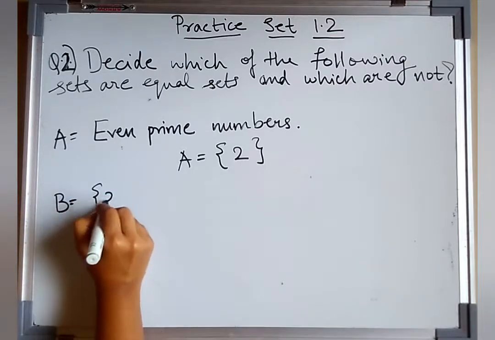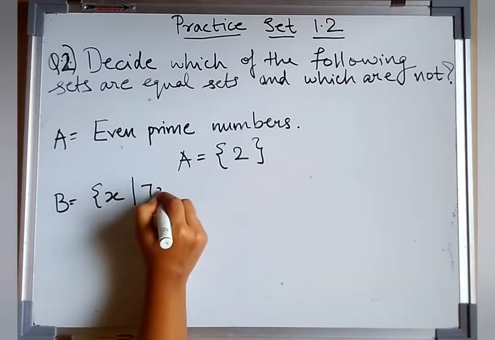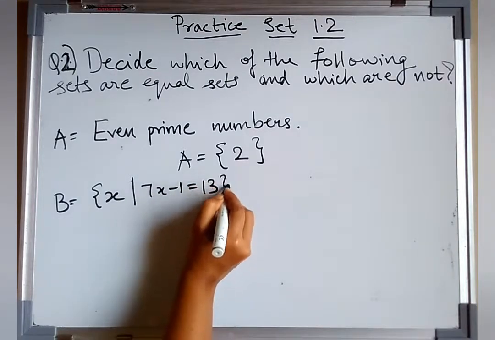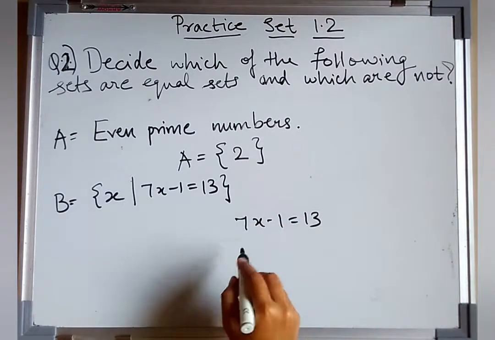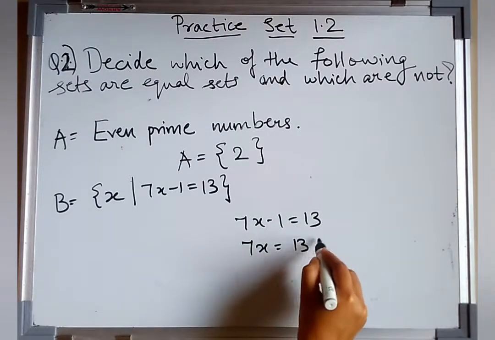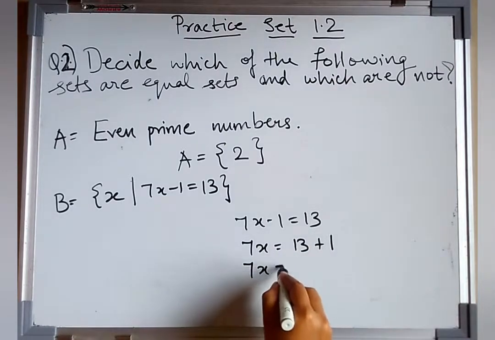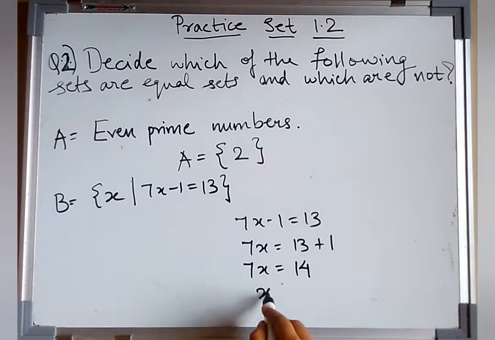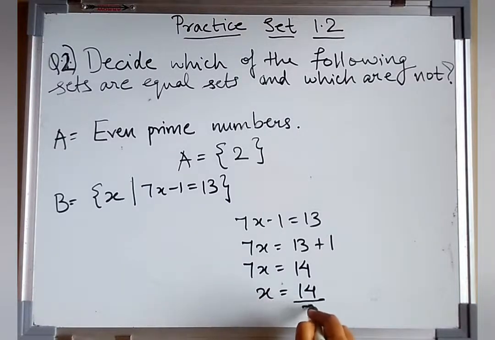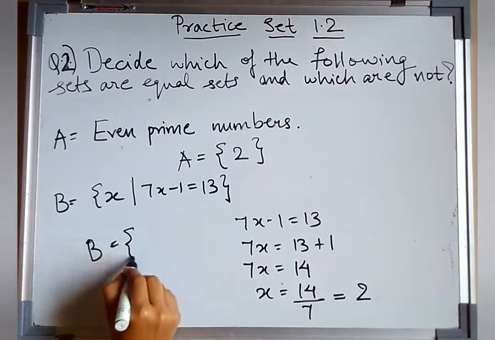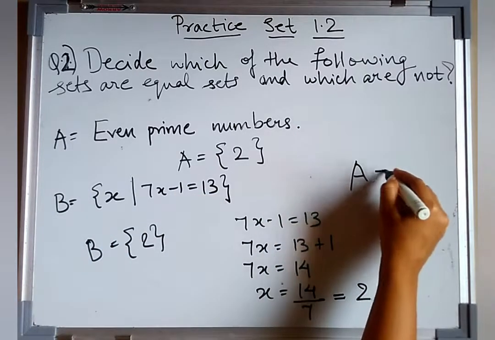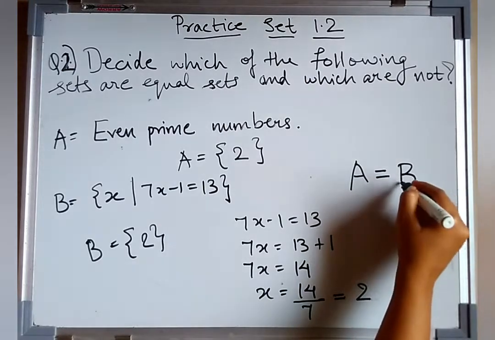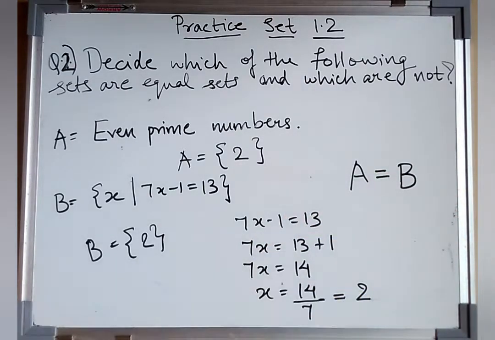And next, B is the set of x such that 7x minus 1 is the same as 13. Now we will solve for the value of x. 7x minus 1 is the same as 13. That means 7x is equal to 13 plus 1. That means 7x is equal to 14. So x is 14 divided by 7, that is the same as 2. So again we have only one element in B, that is 2. So for this question also we conclude that A is equal to B, which means A and B are equal sets.